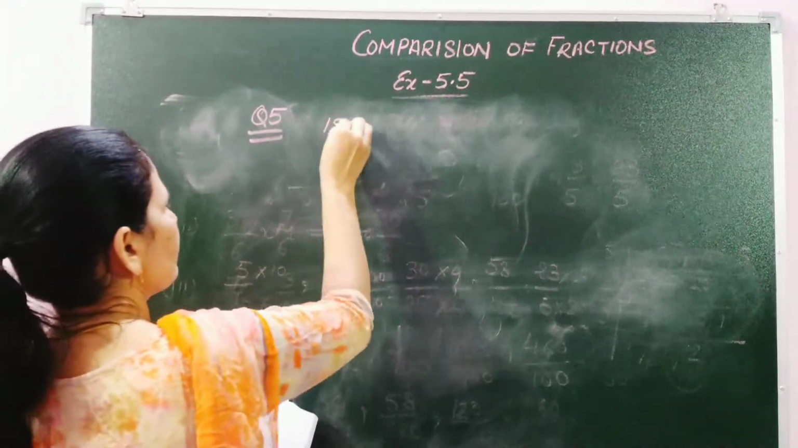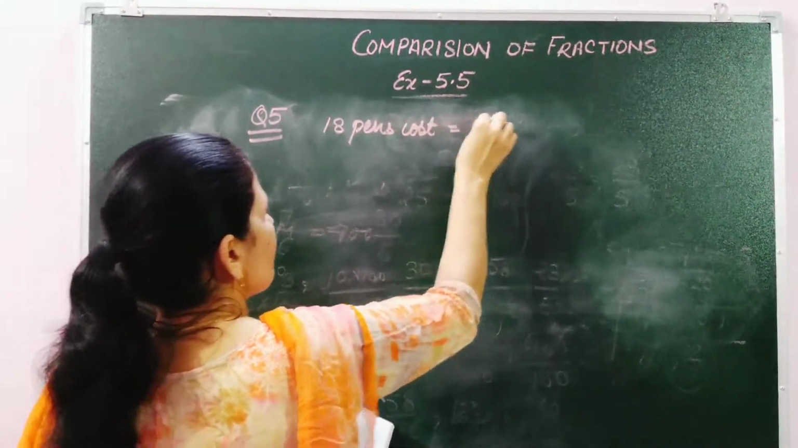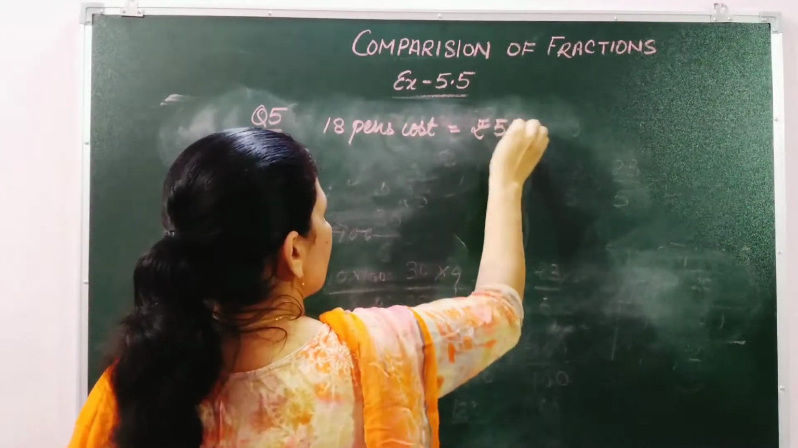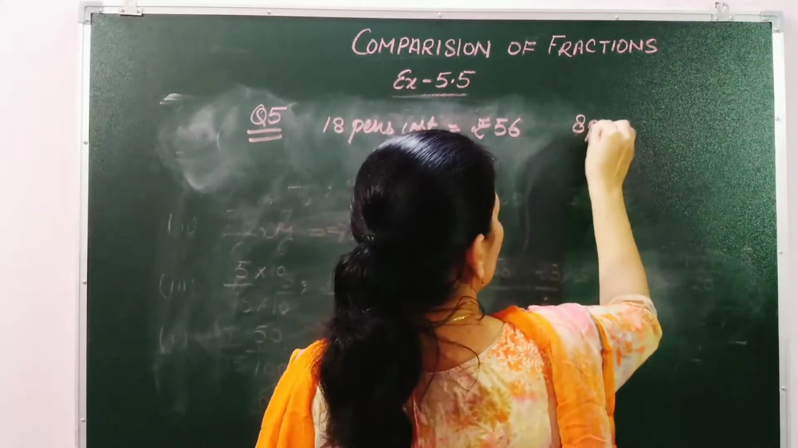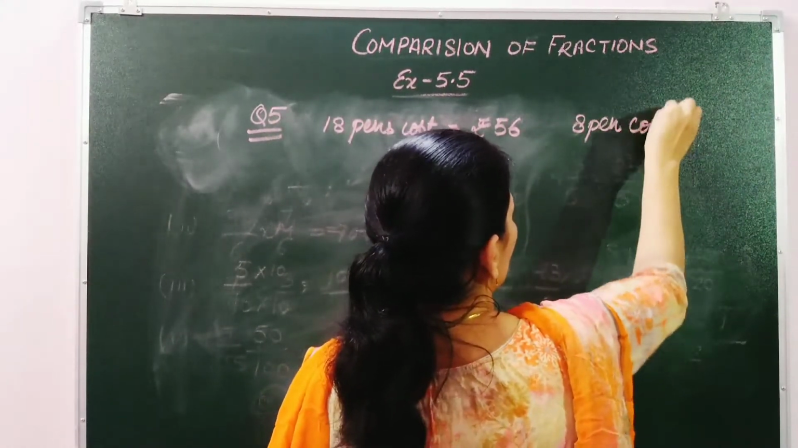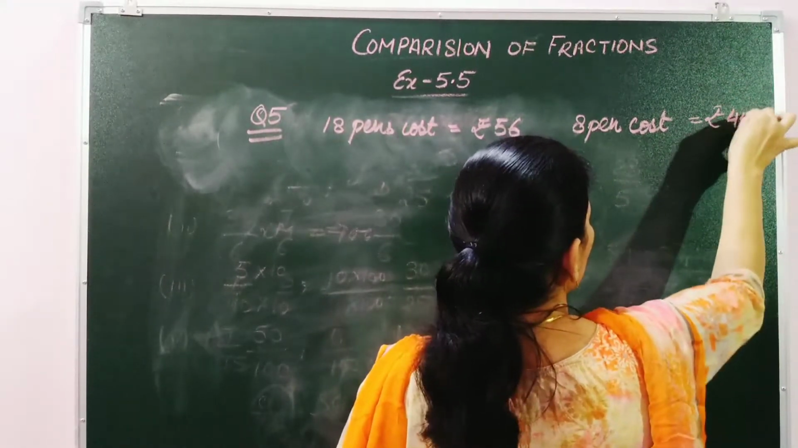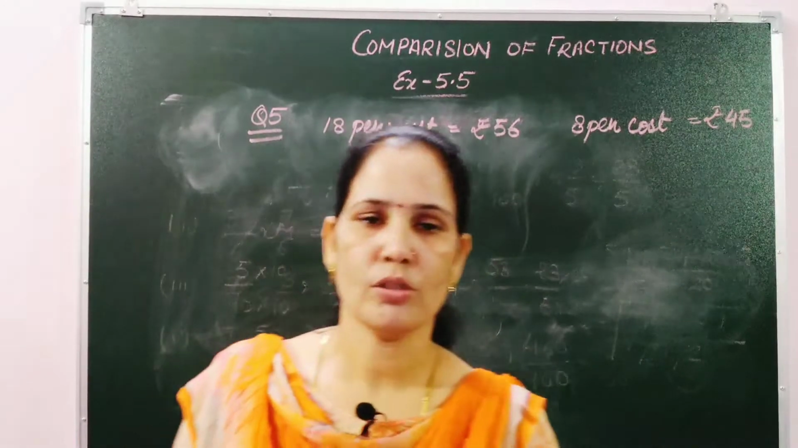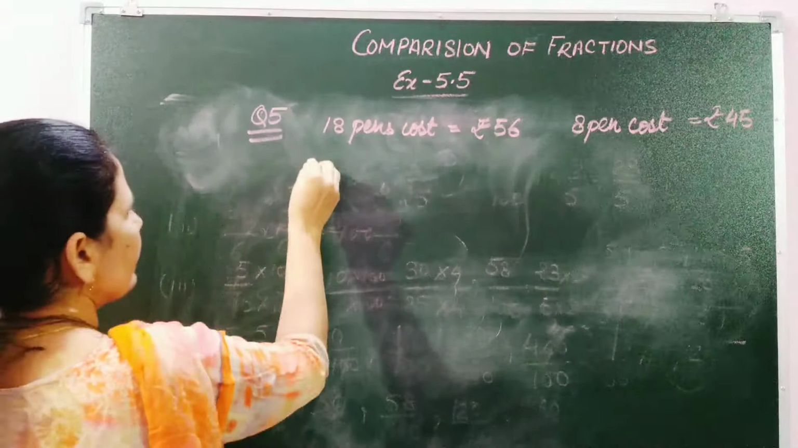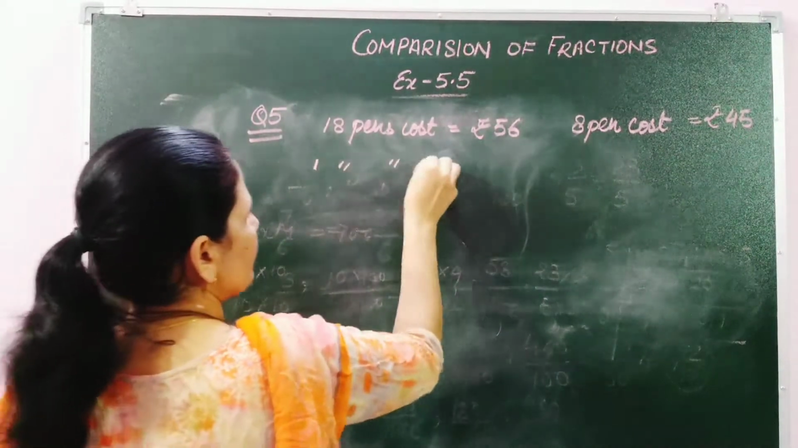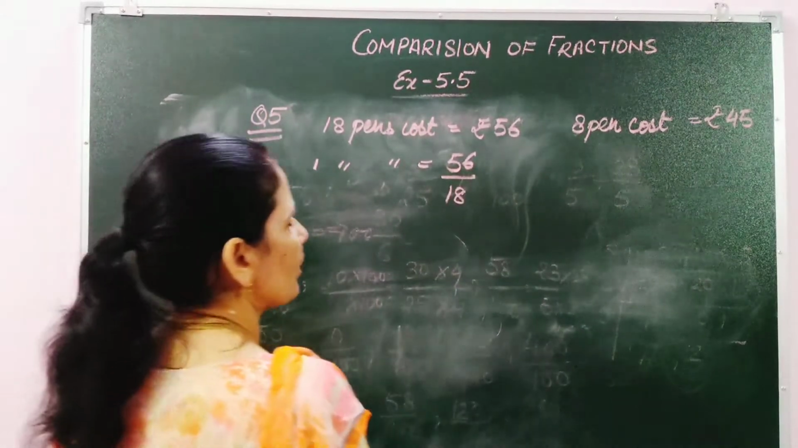18 pens cost, that is rupees 56, and on the other hand they have given 8 pens cost, that is rupees 45. Okay. Now students, to compare the cost, we should know the price of 1 pen. So here first we write 1 pen cost. So 56 divided by 18. Is it possible to cancel out? Yes.